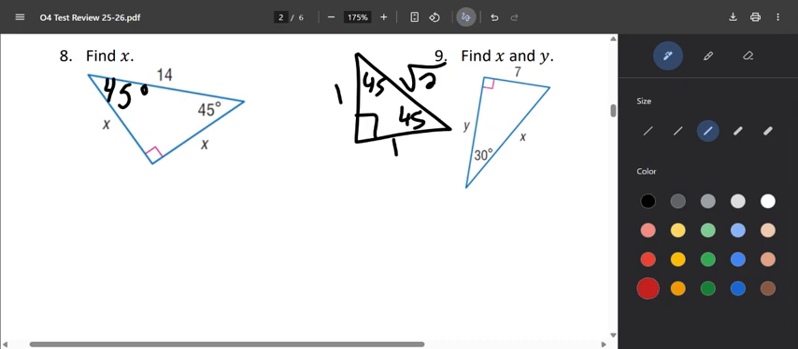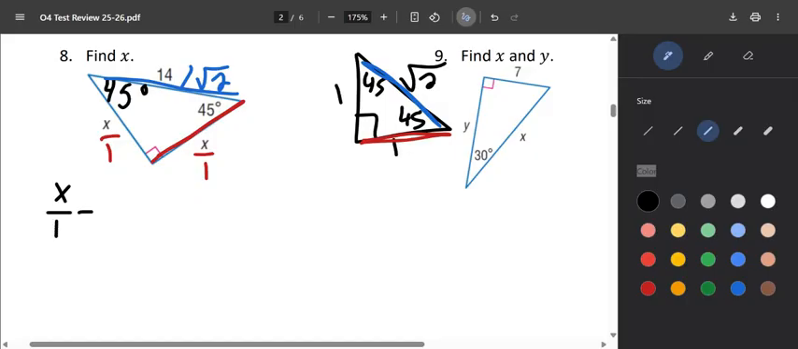So we look in between that 45 and that 90 is a 1. So in between the 45 and the 90, we're dividing by 1. In this case, both of them are x. It's the same thing. Then in between the 45s, that hypotenuse is square root 2. So in between the 45s, the hypotenuse, we are dividing by square root 2. So we end up with the equation of x over 1 is equal to 14 over square root 2.